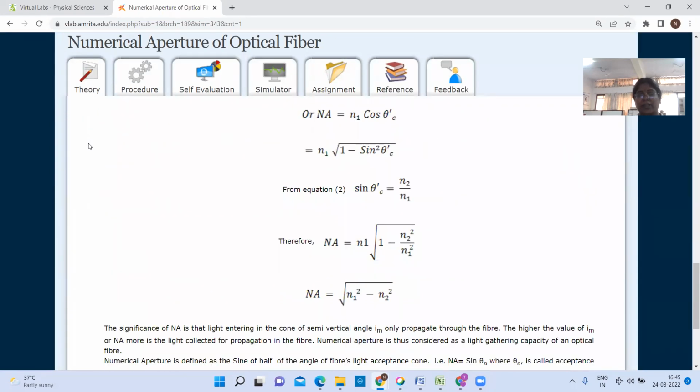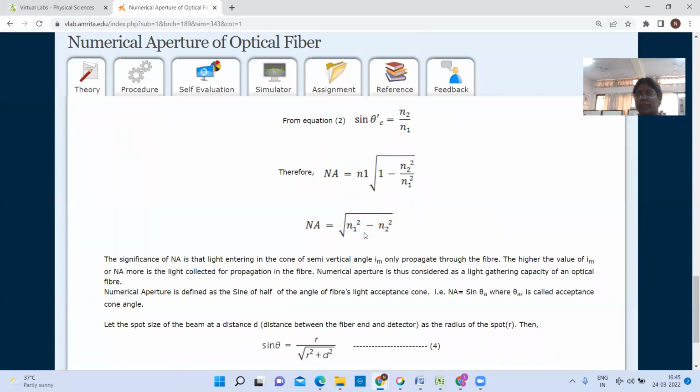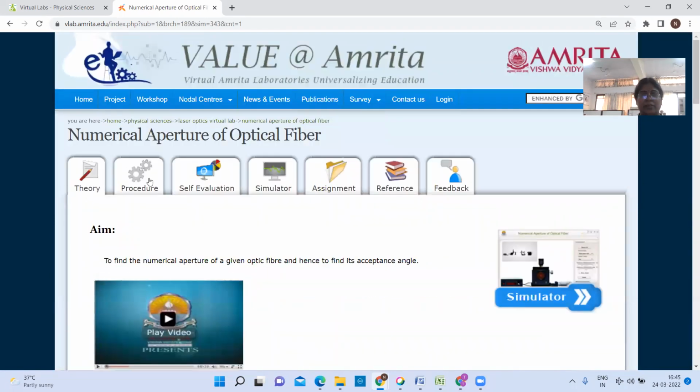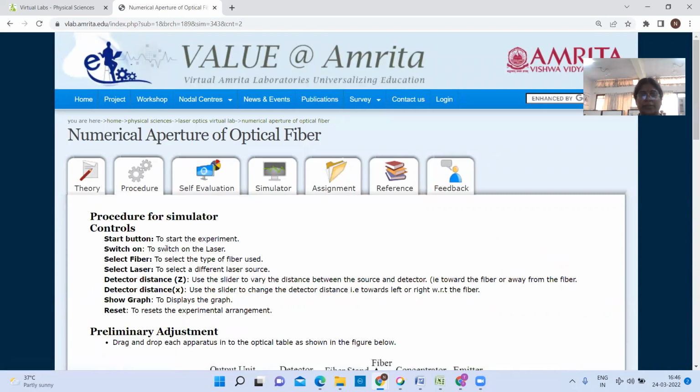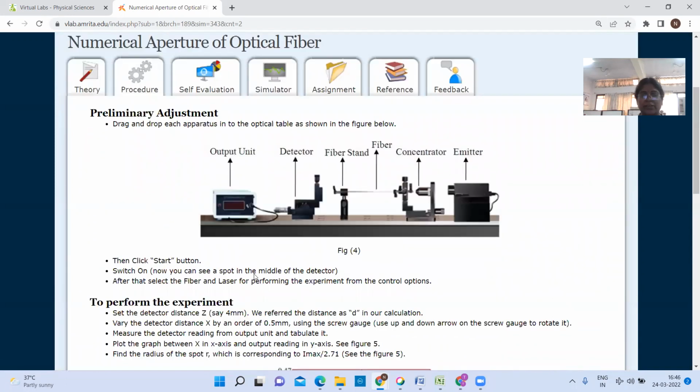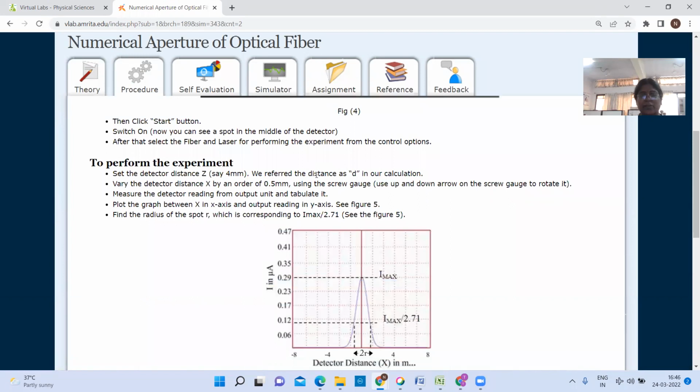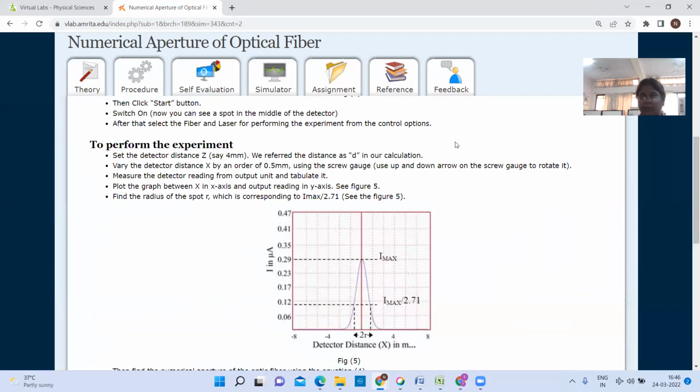बघा आता हाच फॉर्म्युला आपण बघितलेला, n1 square minus n2 square raised to 1/2. Then what is the procedure? काय करायचं to start the experiment? To switch the laser, to select the type of the fiber used, to select the different laser sources. So how to do that practically? That is also given. And in some of the cases the simulation is also available.